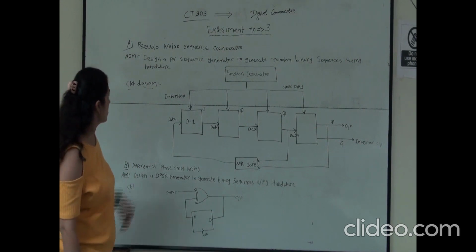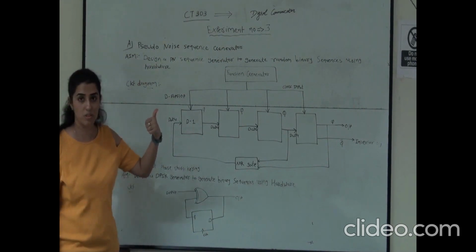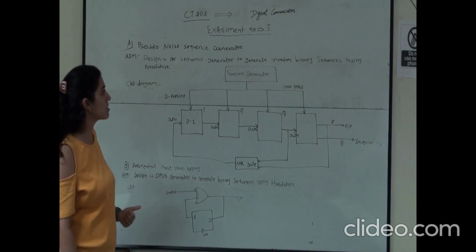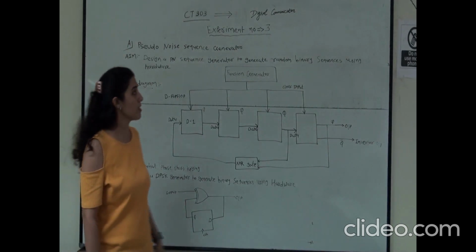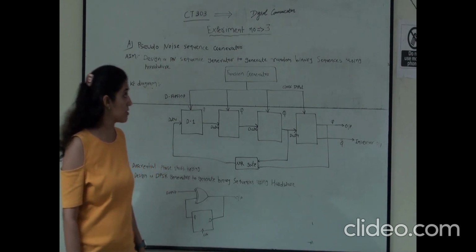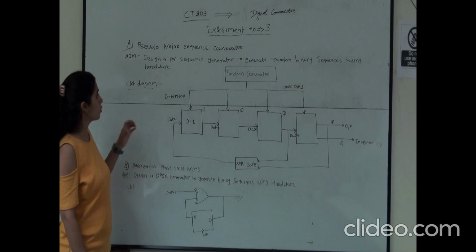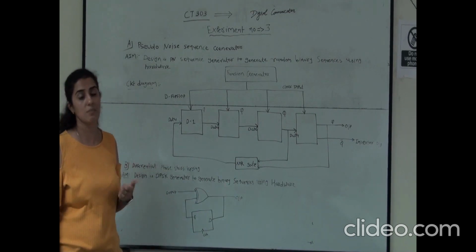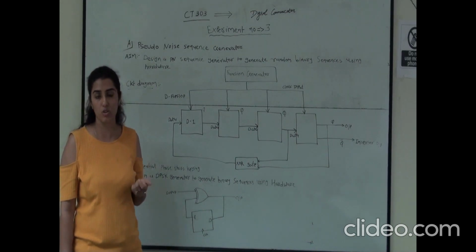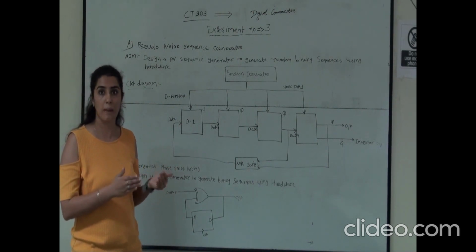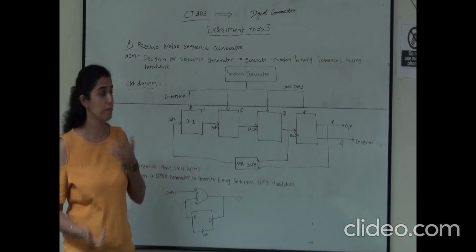Lab number 3 is the pseudo noise sequence generator. What is the aim of the lab today? We have to design a PN sequence generator to generate the random sequence using this hardware. Basically, the pseudo noise sequence generator has many applications in communication, cryptography, and many other areas as well.